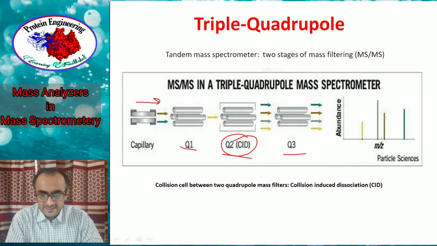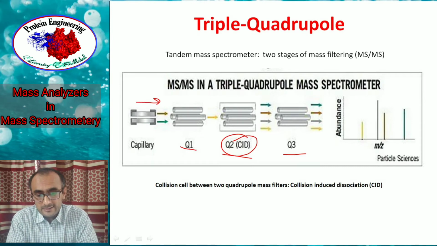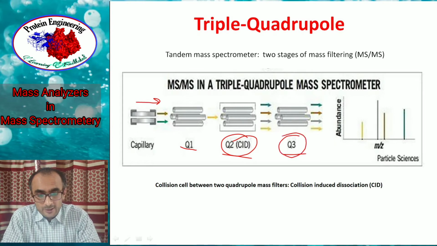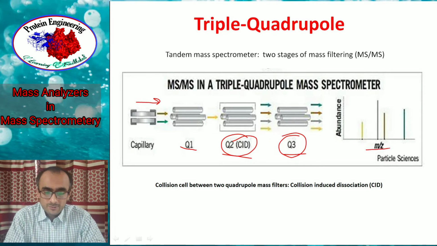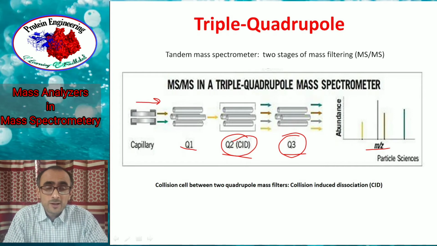Q2 here is basically a collision induced dissociation cell, called the CID cell, where an inert gas like nitrogen or argon is used to collide with the analytes, the ions coming from Q1. As a result, those analytes get fragmented, and those fragmented daughter ions are then detected by the Q3 quadrupole, and Q3 gives you a mass spectrum of the fragmented ions. So this kind of triple quadrupole is used when you want to fragment a molecule into pieces, and that's when you need to get structural information about the molecule.